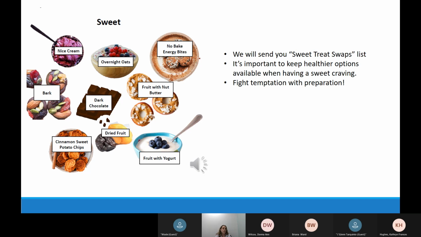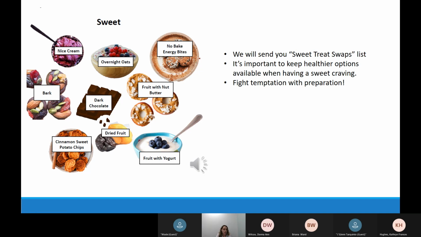So if you're getting a sweet craving, it's better to try to say, let me have something more natural with less added sugars versus something else, right? Like an ice cream or a cake or a processed cookie. So the concept of nice cream is mixing some Greek yogurt with some frozen fruit together, and you can mix in different nuts, nut butters, what have you, get creative, dark chocolate.